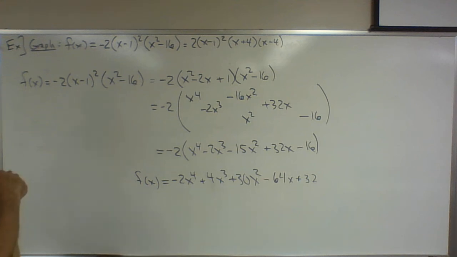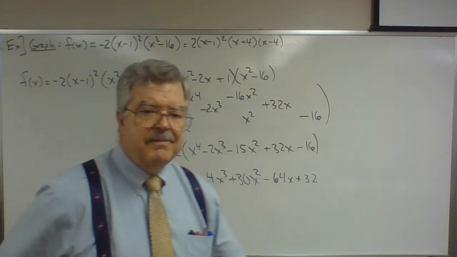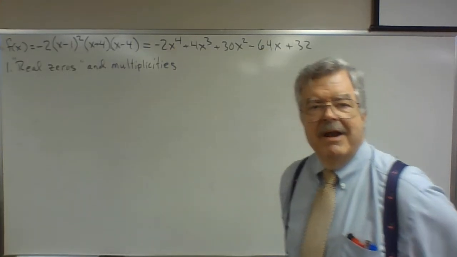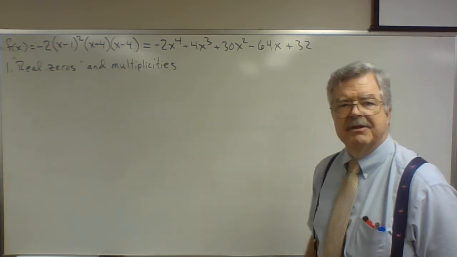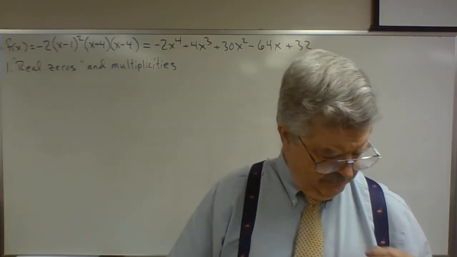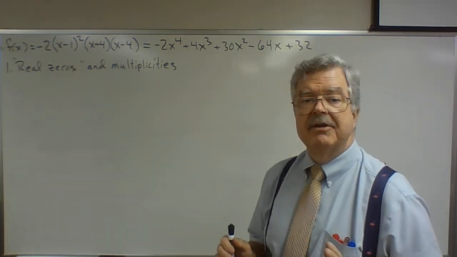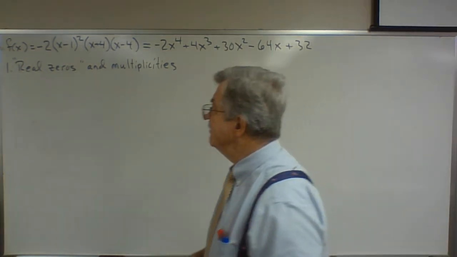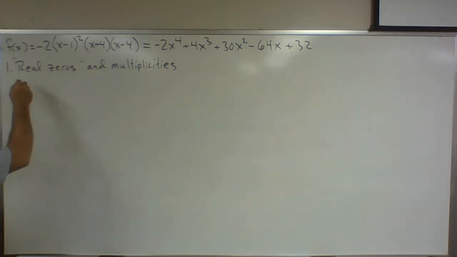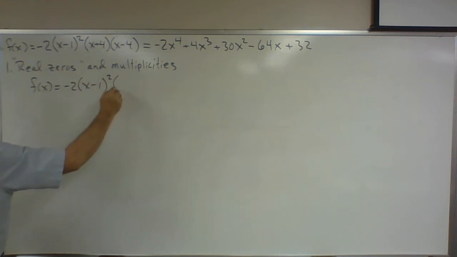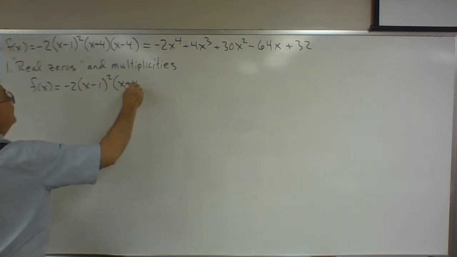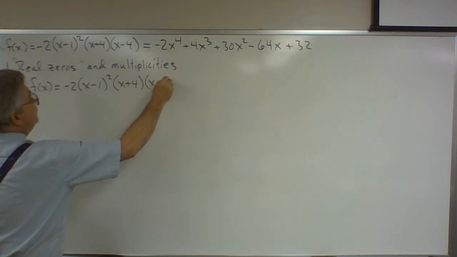My next order of business is to look at real zeros and their multiplicities. Our next order of business, look at the real zeros and the multiplicities. And to get our real zeros, we want to consider the factored form of f of x. So here's our factored form. Negative 2 times x minus 1 squared, times x plus 4, times x minus 4.